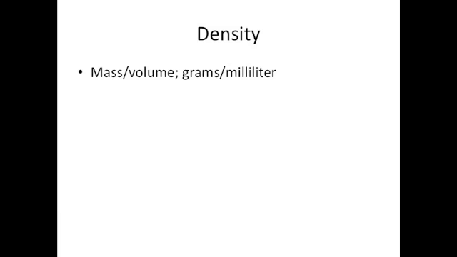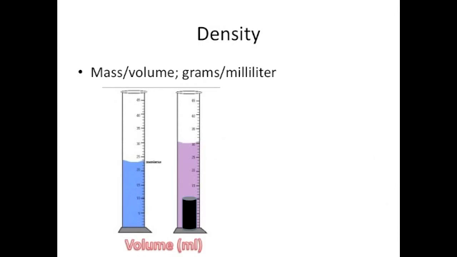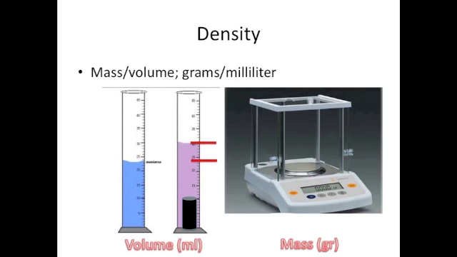In order to calculate density, first we have to calculate the volume of our object. We fill a graduated cylinder with water and take note of the first water level. Then we drop the object in and take note of the second water level. As you can see, the water rose from here to here. That is the volume of our object. Next, in order to measure mass in grams, we take a mass balance and we weigh the object.